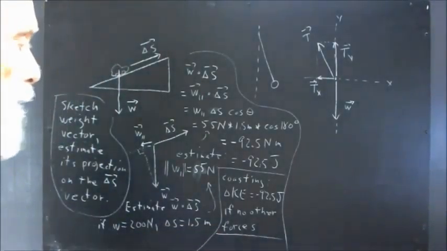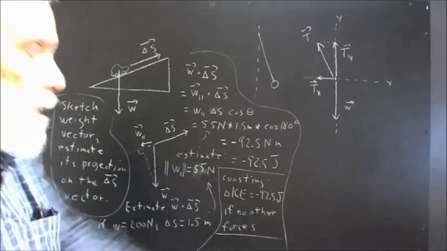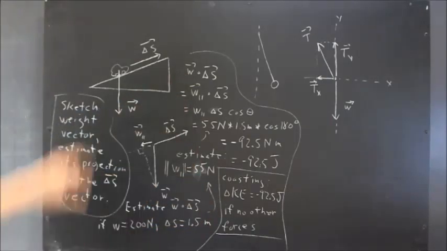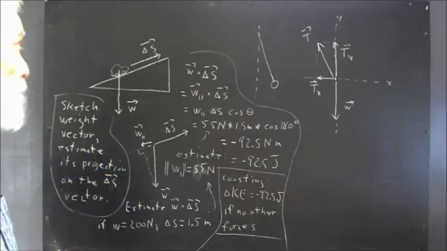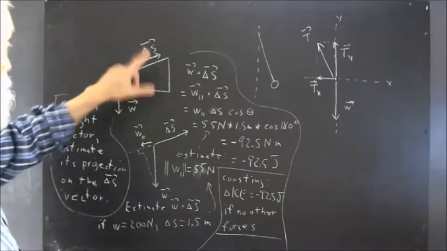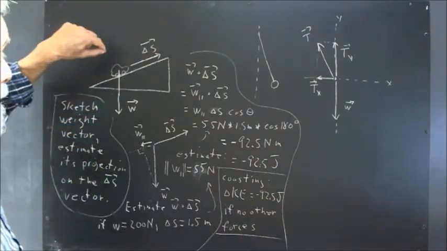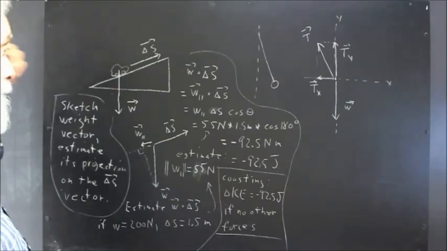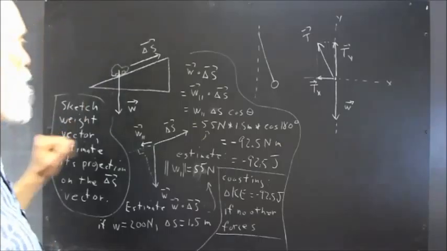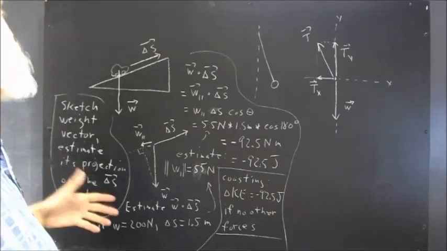Now, if there are other forces, for example friction, then the delta KE would not be negative 92.5 joules. The reason being that the net force would not be just W. Okay, W is not necessarily the net force. In the simplest case, where we can ignore friction, there is no wind resistance, nobody pushing one way or the other, nobody throwing eggs at the car, the net force would be the resultant of the weight and the normal force, which is just the parallel component of the weight. Okay? In any other case, might not be so.